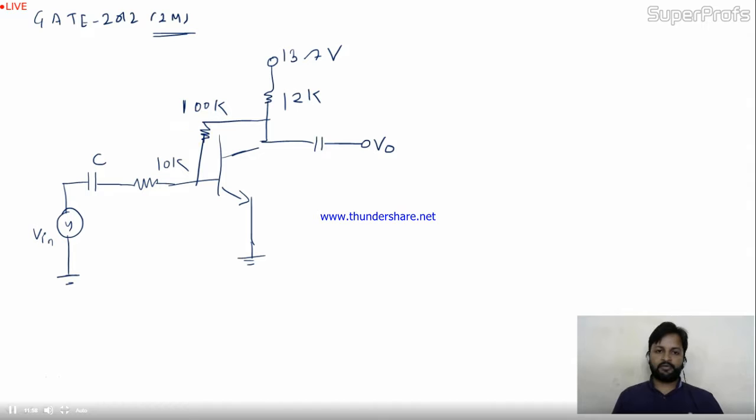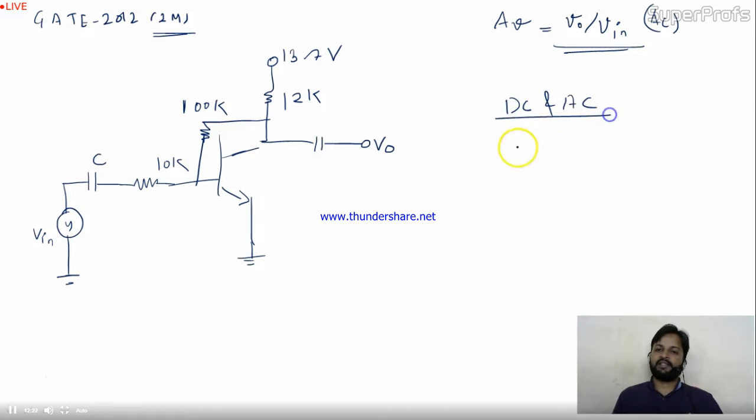Now the question is, this is the entire circuit given. The voltage gain AV of the circuit shown in the figure is asked. AV means they are asking for V0 and V in. These both are AC, right? If both are AC, you have to first do DC analysis, then AC analysis. By DC analysis you will get RE, then you will make the equivalent circuit of this, like beta RE.